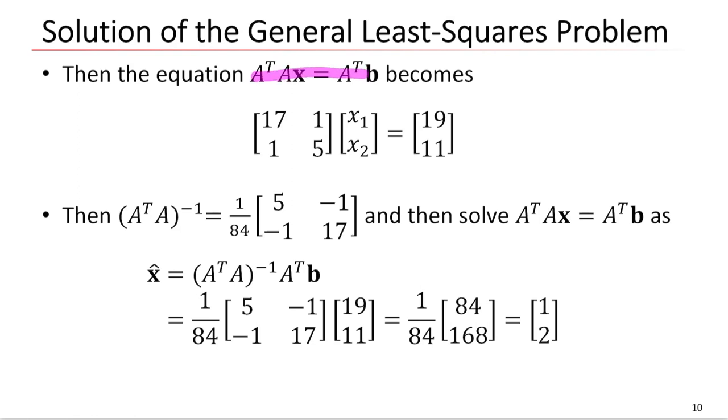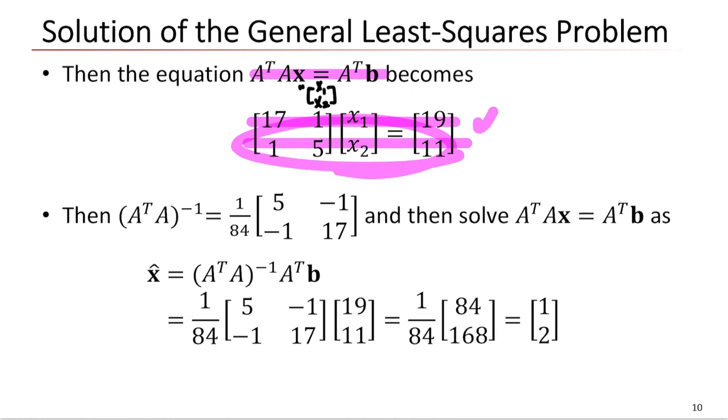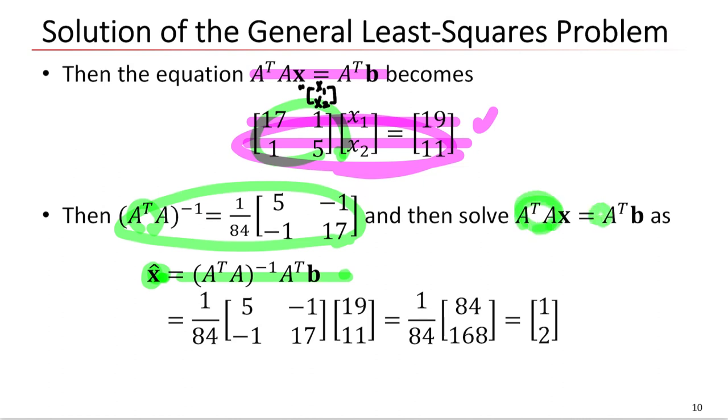So the normal equation is here. When we think about the vector x as x1 and x2, the normal equation is something like this. We already know how to solve this. We can use the row equivalent algorithm, or just use the determinant concept, because we know how to find the inverse of a 2x2 matrix. Then x hat can be represented by multiplying the inverse of A transpose A on the left and right hand sides.